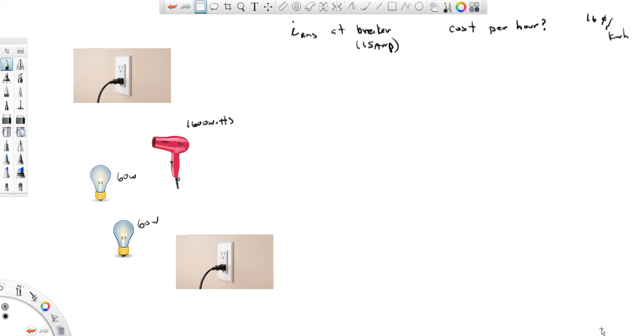Making this video to be an example of an AC circuit problem involving fairly standard household wiring. So in this example, we're going to imagine we're in our bathroom, and we're going to talk about the currents involved and the cost to run these three things: a pair of 60-watt light bulbs and a 1600-watt hair dryer at the same time.